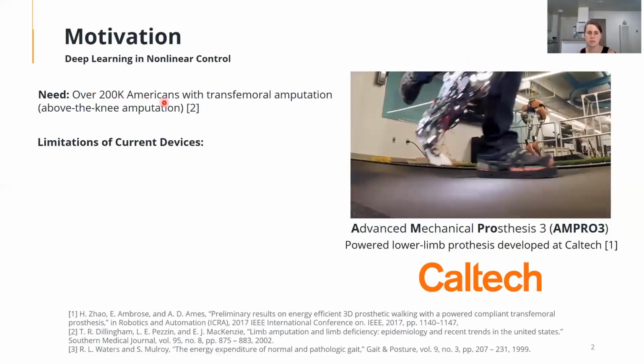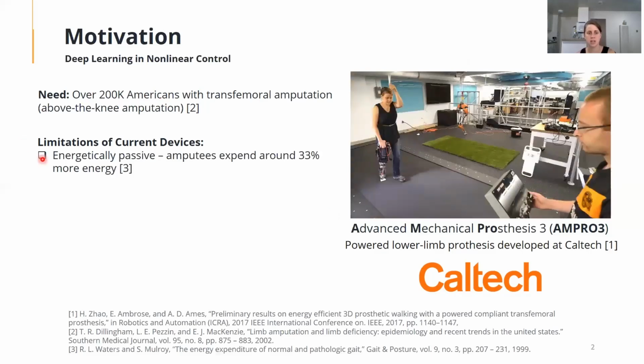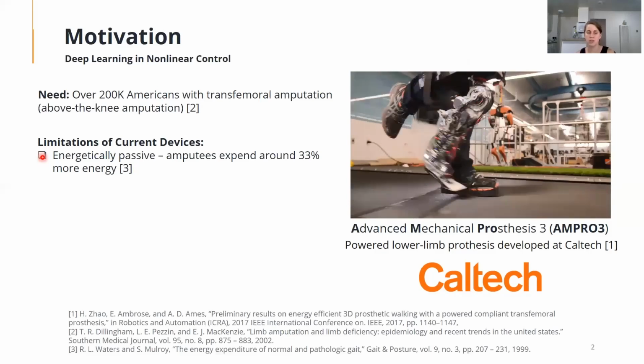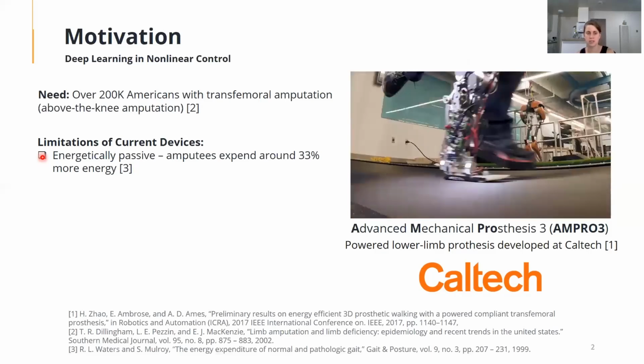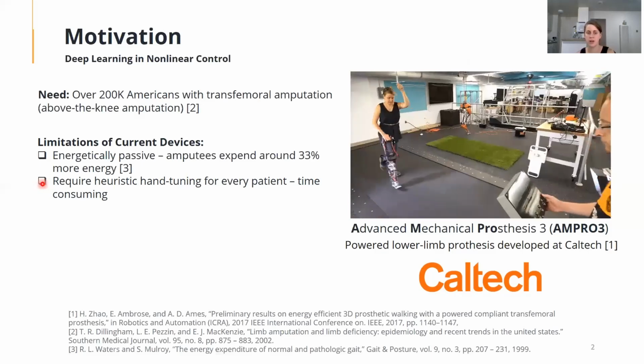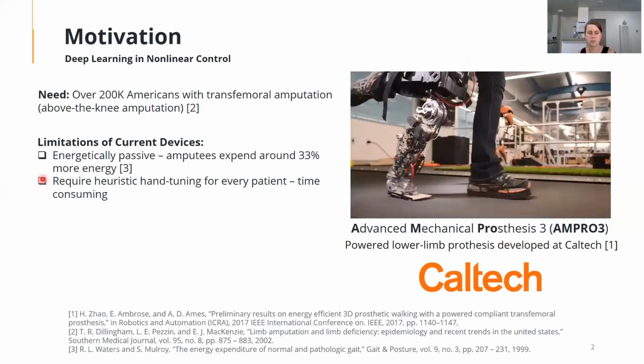However, they are limited by the current devices that are energetically passive. Amputees expend about 33% more energy in walking than healthy humans with these devices. These devices also require heuristic hand tuning for every patient, which is very time-consuming.